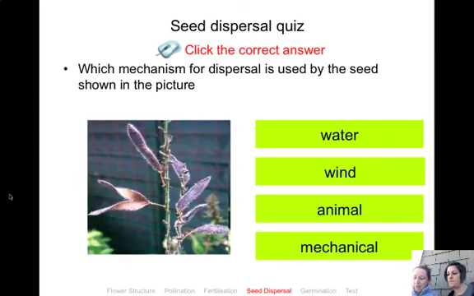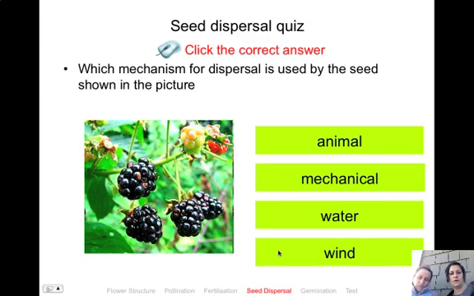This one is an example of mechanical dispersal. When these dry up, they open up or burst open, and the seeds are dispelled that way. So this would be mechanical. Okay, in this picture here you can see your normal berries that you would pick off of a bush. These are also dispersed by animals. Animals eat them and then dispose of their waste, and that's how these seeds are dispersed.